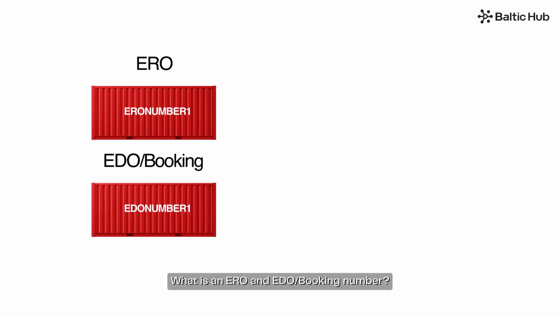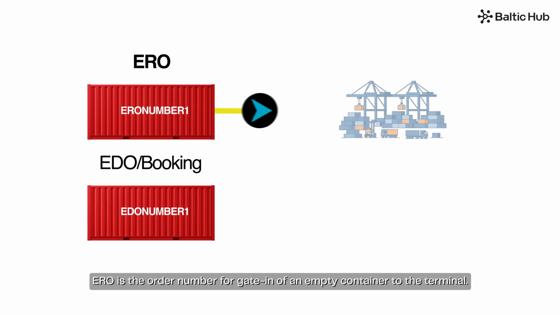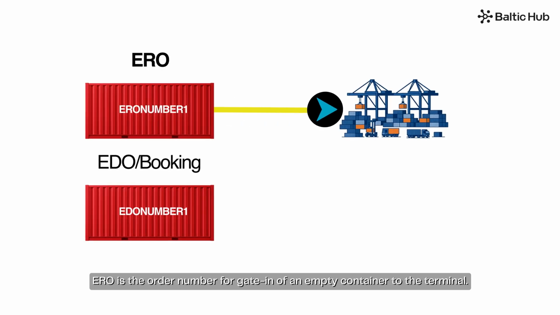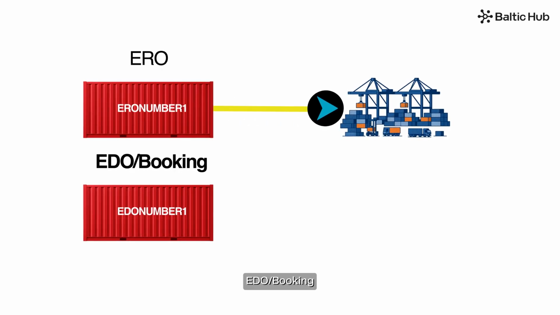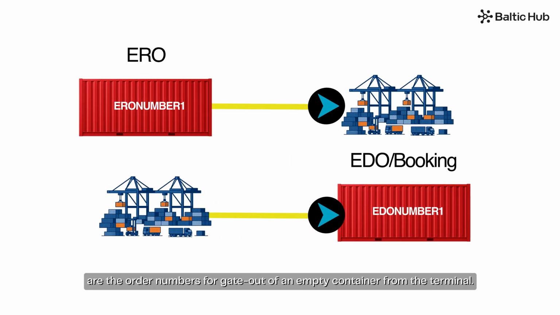What is an ERO and EDO booking number? ERO is the order number for gate-in of an empty container to the terminal. EDO booking are the order numbers for gate-out of an empty container from the terminal.